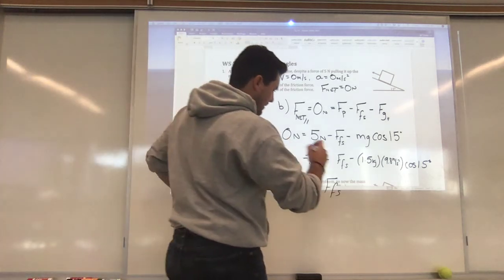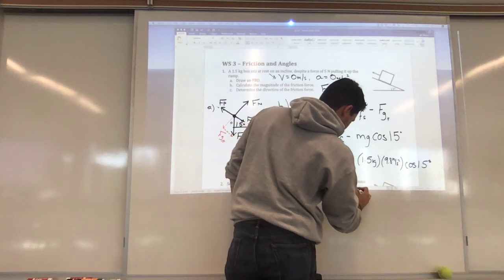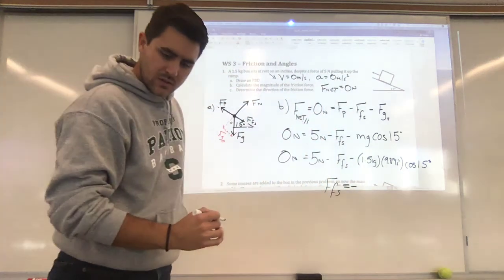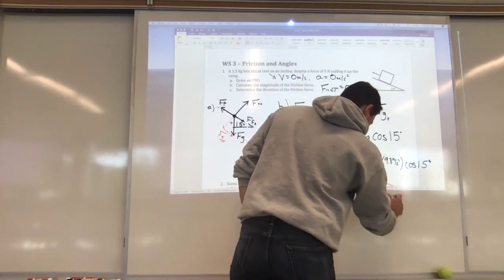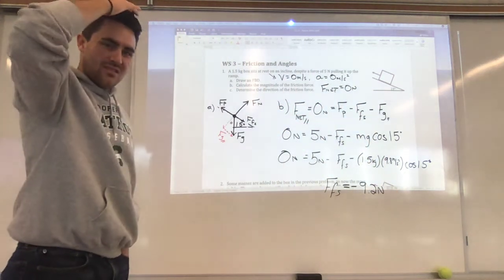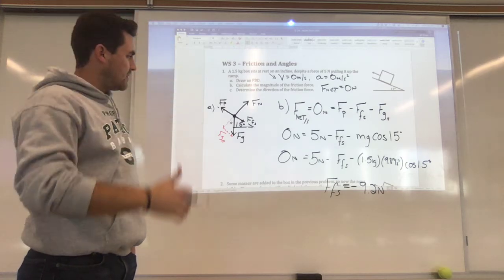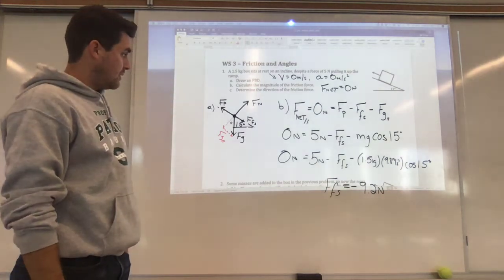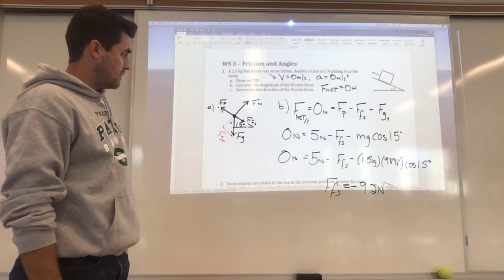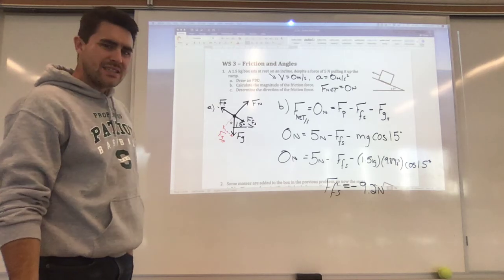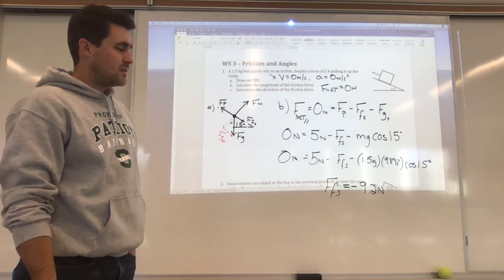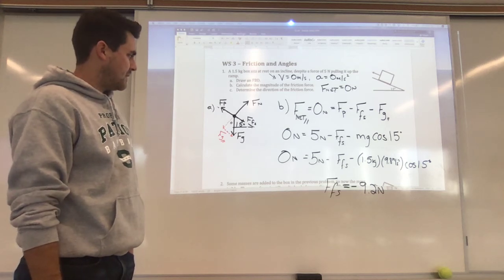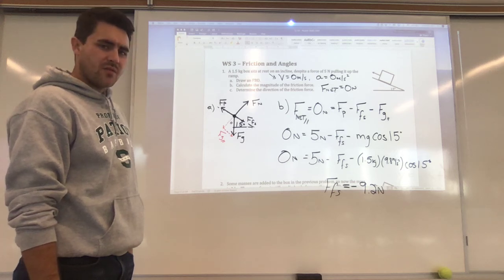When I do my algebra, I end up with the force of friction being equal to negative 9.2 newtons. That means something, right? Should force of friction be negative? That's weird to me. Where did the negative come from?